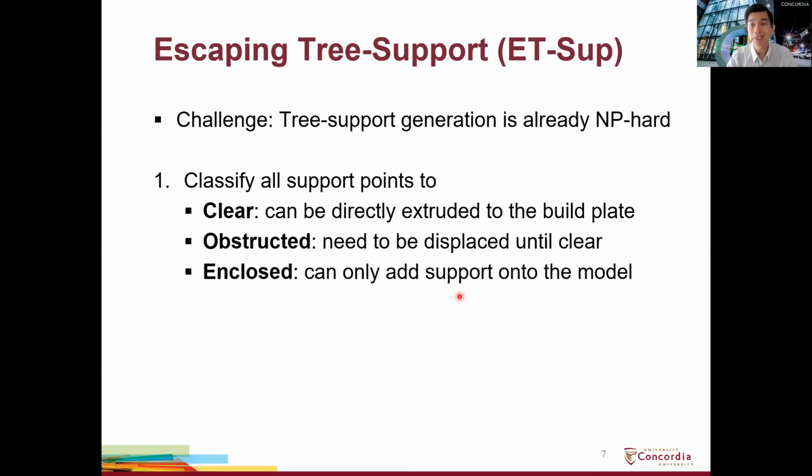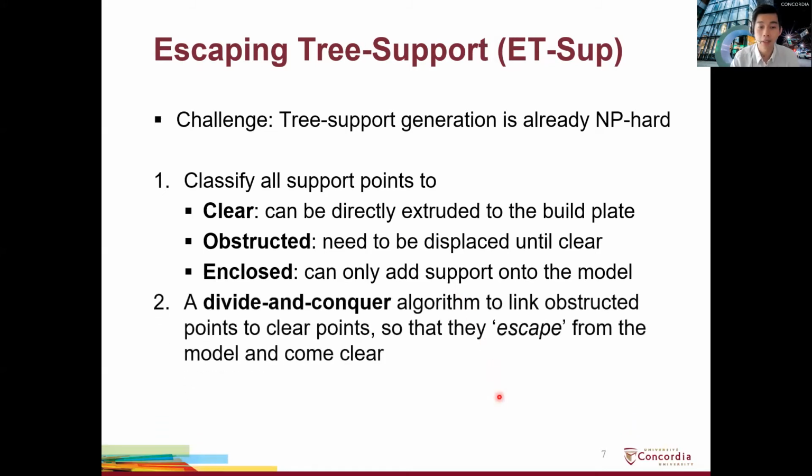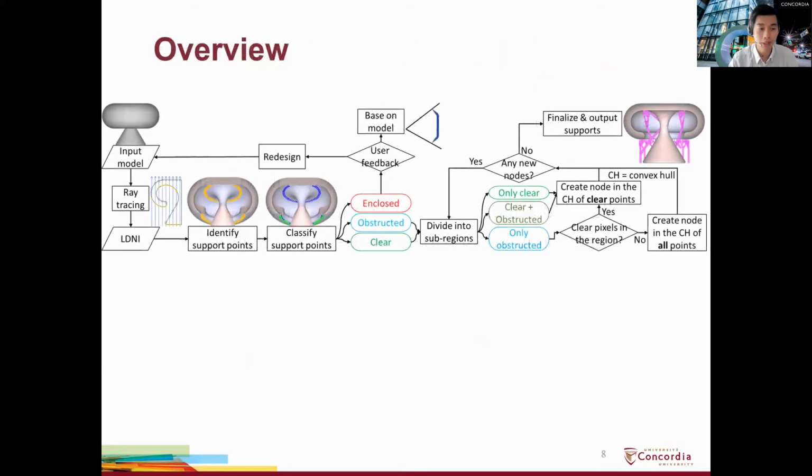After having these three categories, the idea is a divide and conquer algorithm to link the obstructed points to the clear points. Once you do it, the obstructed points become clear. If everything is done successfully, the obstructed points have some linkage that escapes from the model and become clear. That is why this methodology is called escaping tree support. So the overview is like here.